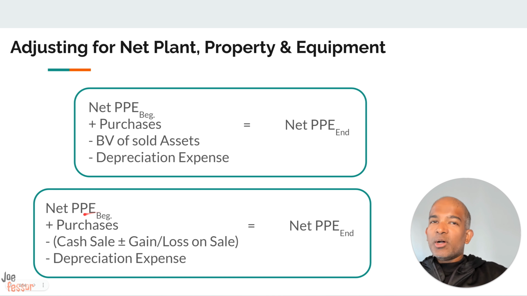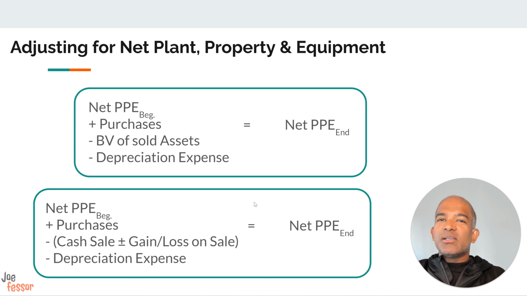The bottom box shows the same reconciliation but written in terms of cash flow components. Here, instead of subtracting the book value of sold assets, we subtract the cash sale proceeds, which is our investing inflow, adjusted for any gain or loss on sale. Remember, the cash sale plus or minus the gain or loss is simply the book value of the asset. So both formulas are mathematically identical. These equations are essential because they allow us to use the depreciation expense and the change in the net PPE account to solve for any missing cash flow items.